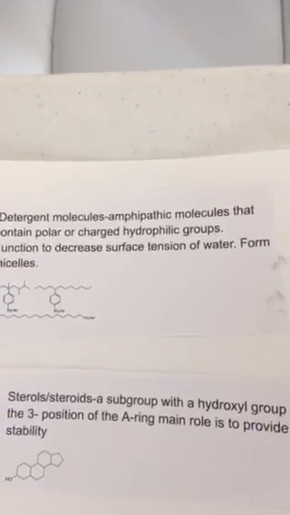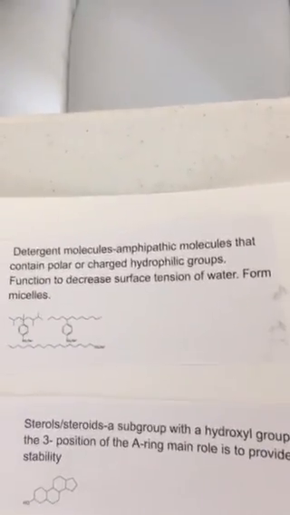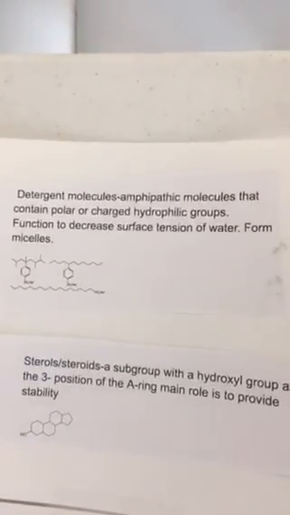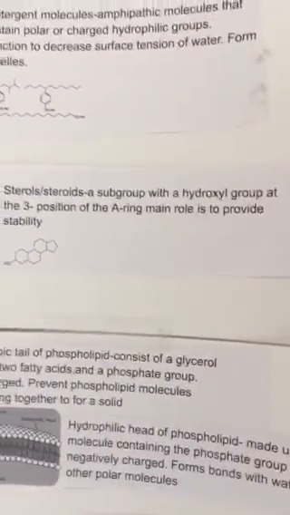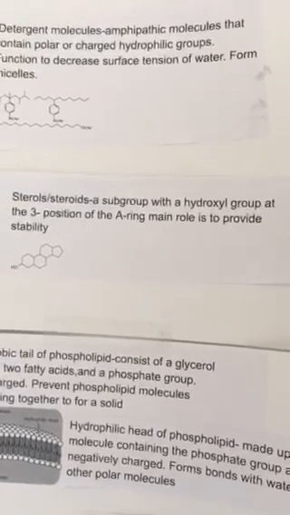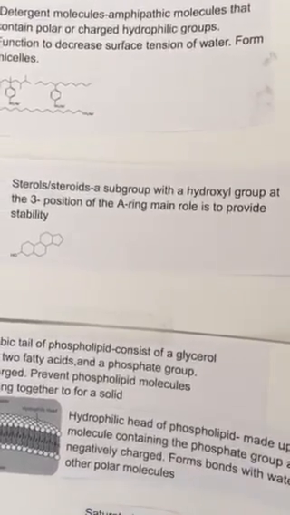And then we move on to different molecules that the phospholipid bilayer cells are made of. So we have detergent molecules, which are amphipathic molecules that contain polar or charged hydrophilic groups, and function to decrease surface tension of water from micelles. And then we have sterols and steroids, which are a subgroup with a hydroxyl group at the 3 position of the A ring. Their main role is to provide stability.